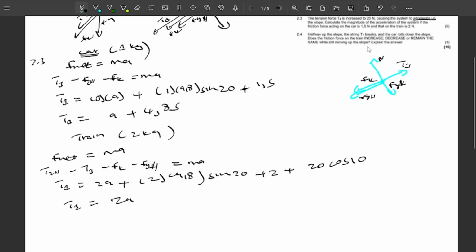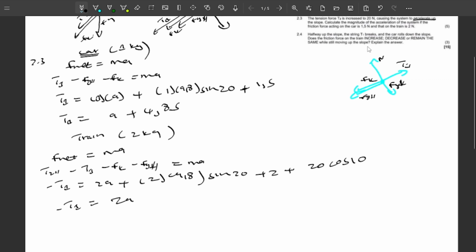It's going to be 2A. Remember this minus, by the way, guys. It's going to be 2A. The reason why it's a minus is because of this here, right? So it's going to be 2 times 9.8 sine 20, and then plus 20 cos 10, right? So my answer gives me 10.992. Yeah. If yours doesn't give you that, you should check it.